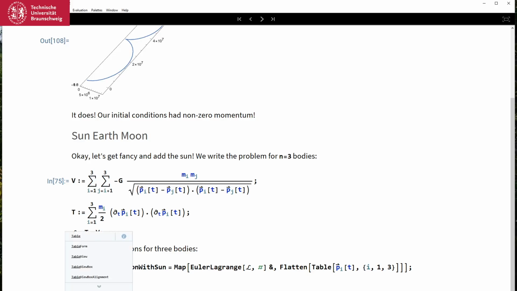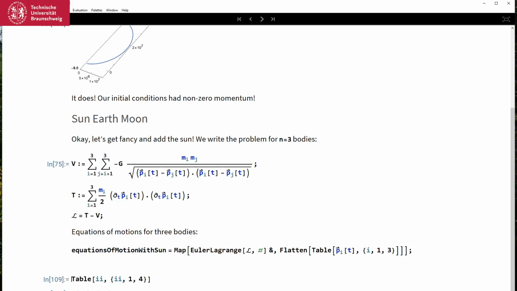So the function Table, yeah? Table will give you, say, ii, so you can count ii from 1 to 4, say. So the thing is you can do here some... This is a very useful function that you need a lot of the time. You generate a table of something which you specify down here with a start parameter and an end parameter.